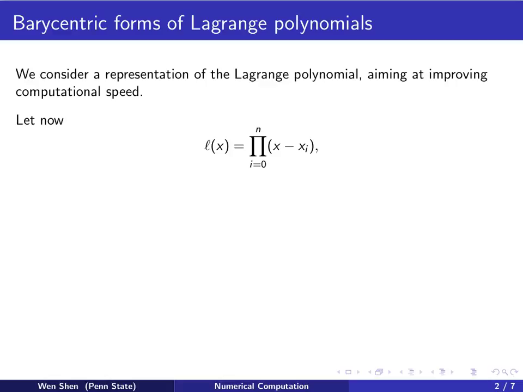Let's begin with defining a function L of x to simply be the product of all these terms, that is x minus xi, where the xi's are the node points for your interpolation, and i is the index running from 0 to n. So this expression is the product of n plus 1 terms.